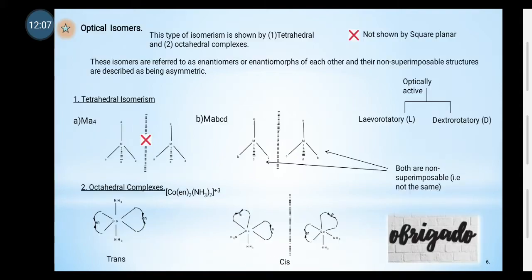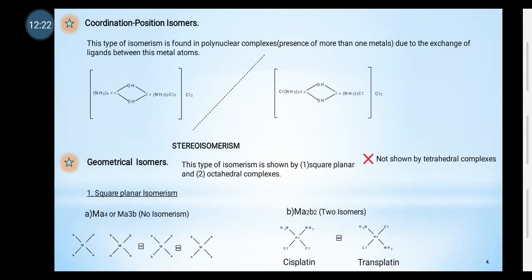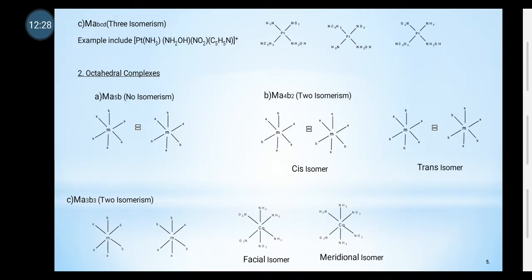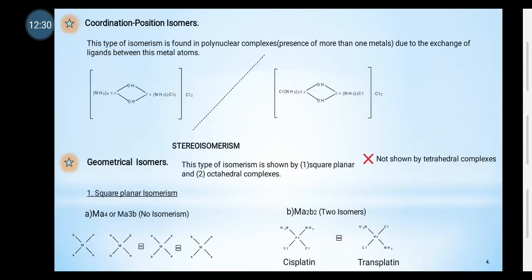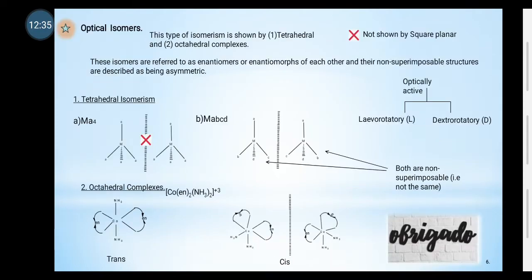Progressing to my last slide, which is known as the optical isomer. This is a type of isomer that is shown by tetrahedral and octahedral complexes. Let me take 2 steps back. Here it is shown by what? Square planar and octahedral, which I proved. This is square planar, and my octahedral, I proved it here. And here we notice that it does not show what? Tetrahedral complex. Look at what happened here.